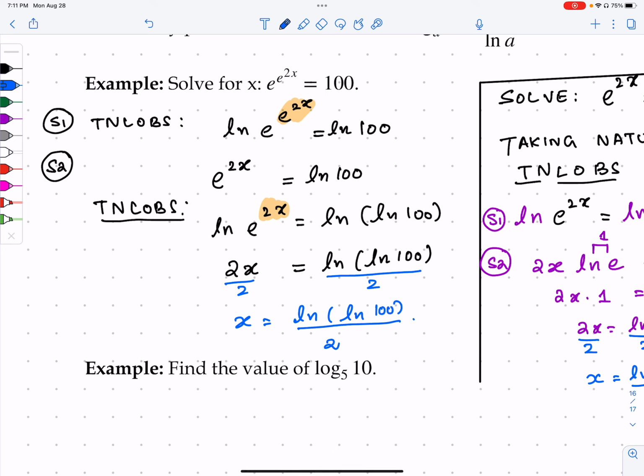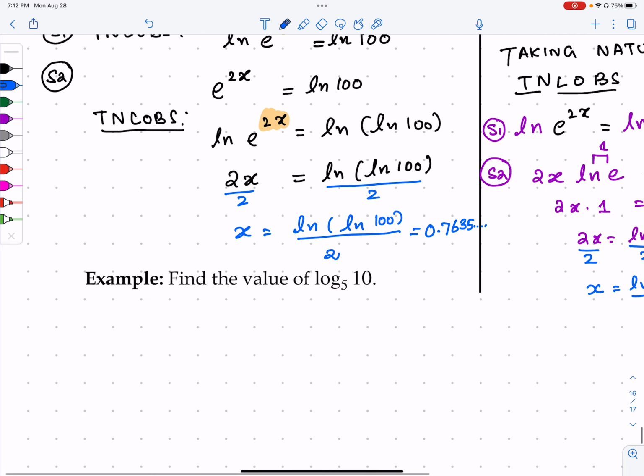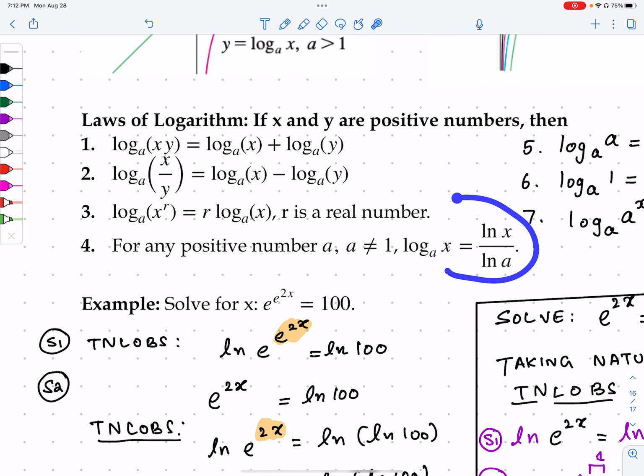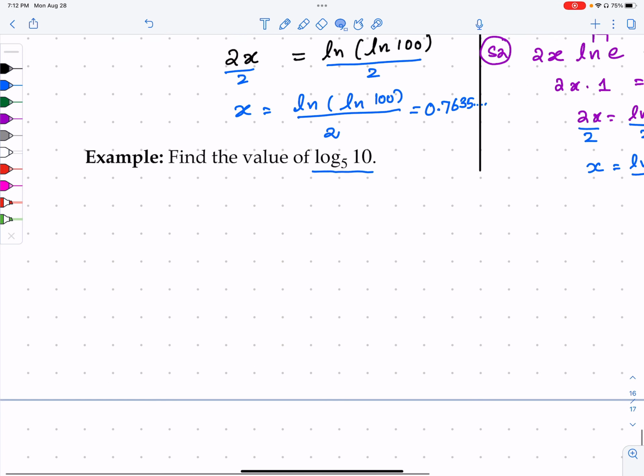If you plug this into the basic scientific calculator, what you're going to have is 0.7635 dot, dot, dot. I think we'll stop it at the 4 decimal places. And that is how you would solve an exponential equation. Now, how do you find this particular value? I think we are going to use the property number 4. We're going to use the property number 4 to find the value. Let me copy down the property number 4.